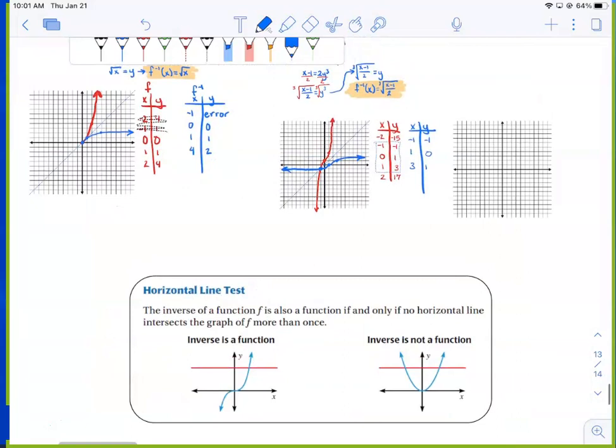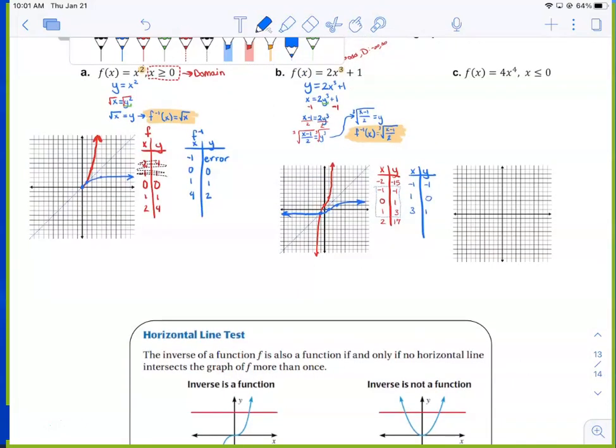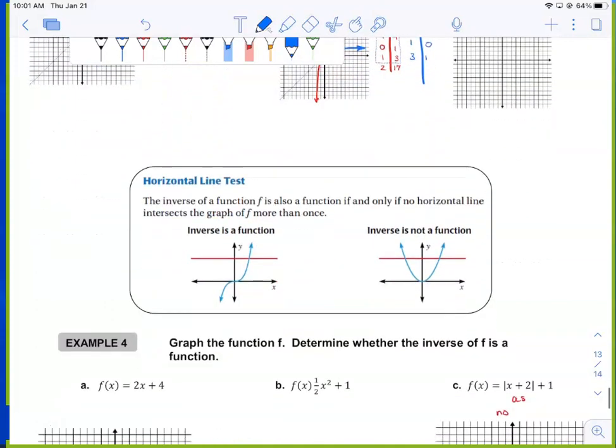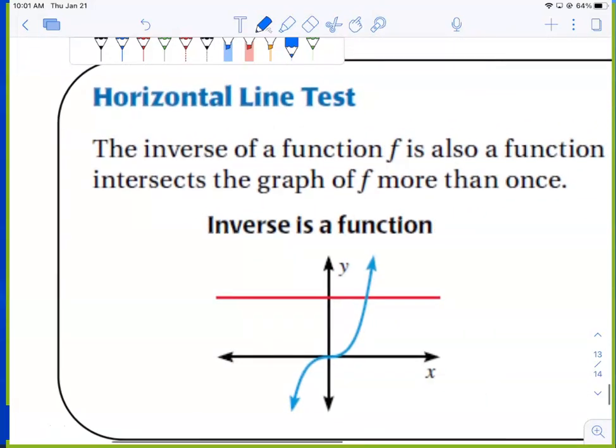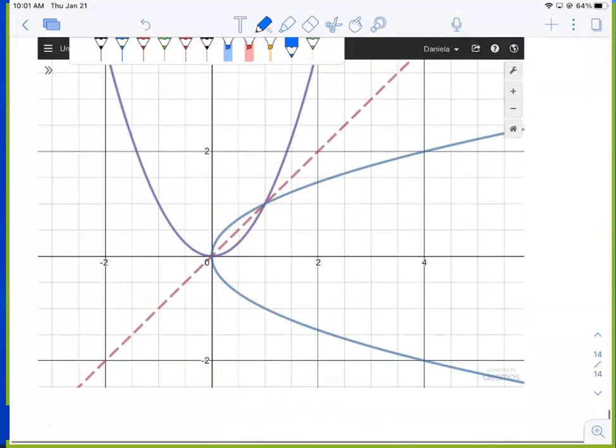So these last 2 examples took a lot of time, right? And math people are like, nah, we're not going to do that. That's too much time. We're instead going to create this horizontal line test. So do you guys remember the vertical line test? The vertical line test says, if you have a function, so I have 2 functions here.